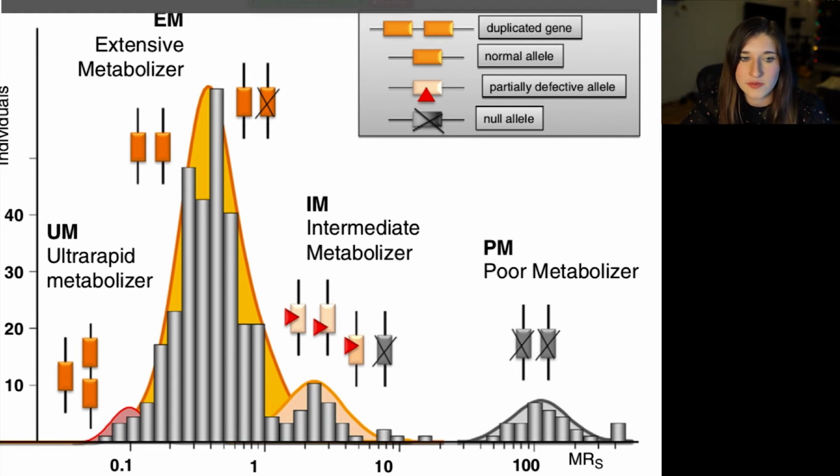Then you have extensive metabolizers. These are kind of the wild type or the normal. They have 2 functional copies that work perfectly fine. And then ultra rapid metabolizers have more than one gene that is functional, so they have kind of like a surplus of these enzymes.